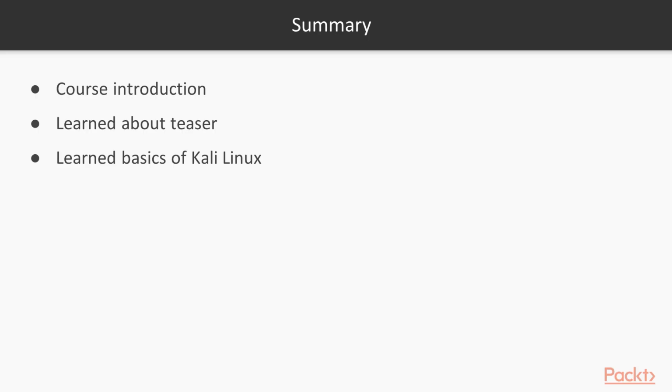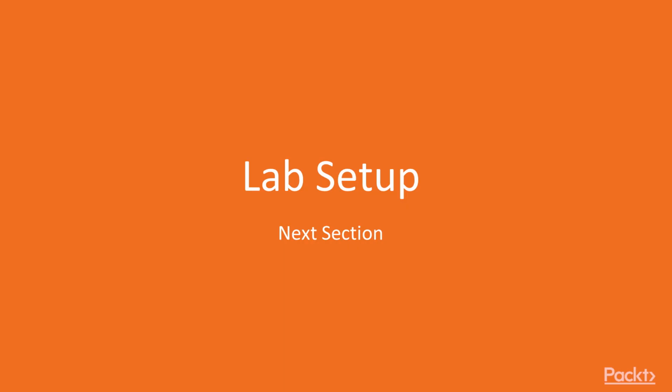If I talk about the section summary, first of all we have learned about the introduction to the course, we have also seen a teaser, and finally we have learned about the basics of the Kali Linux operating system. In the next section we are going to learn about lab setup, where we will install Windows and Kali Linux inside VMware Workstation. Thank you.